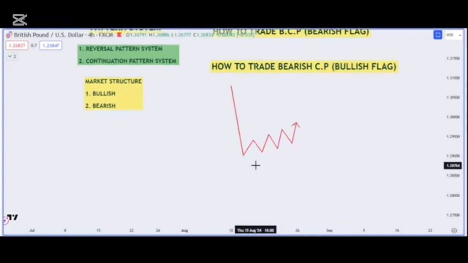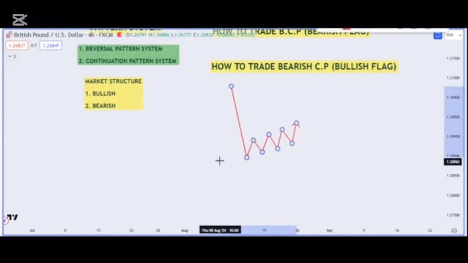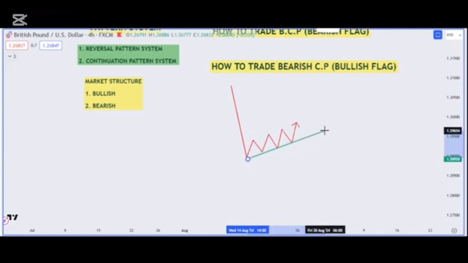Don't forget the number one criteria is that the two sides of the upward parallel lines must be touched 2 times. You must make sure that the minimum criteria is that the two sides must have been touched 2 times. First touch, second touch. 2 touches on both sides of the parallel lines. You understand? Before you can confirm that it is a bullish flag or a bearish continuation pattern.